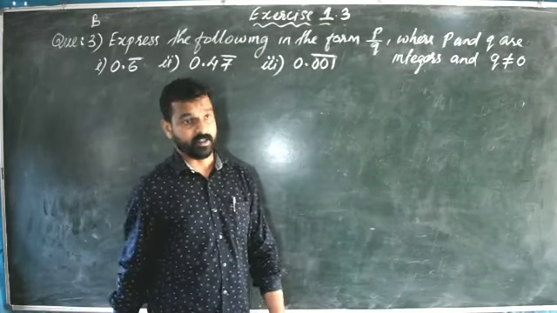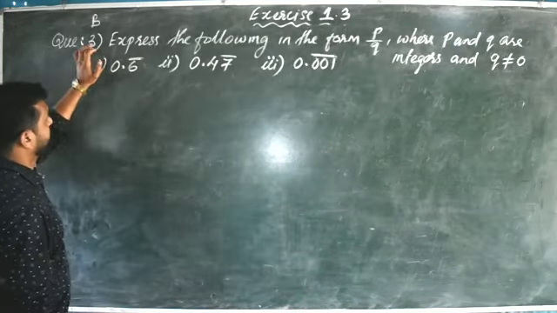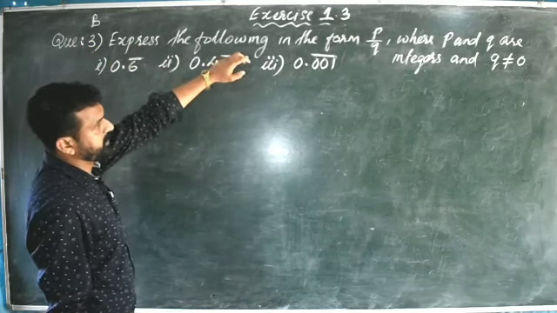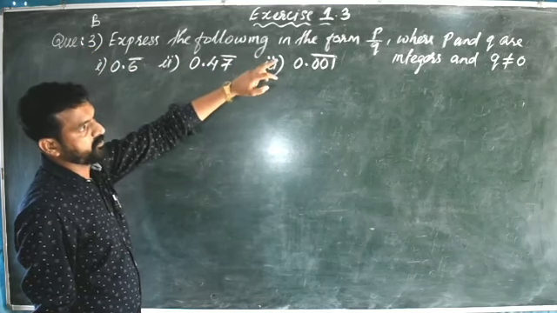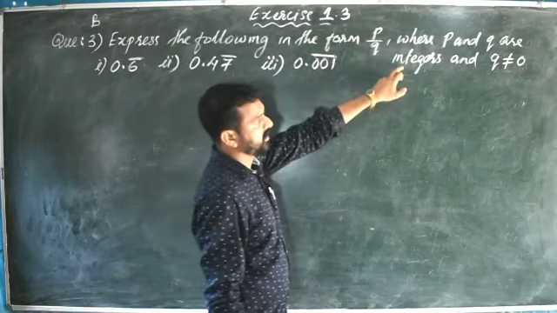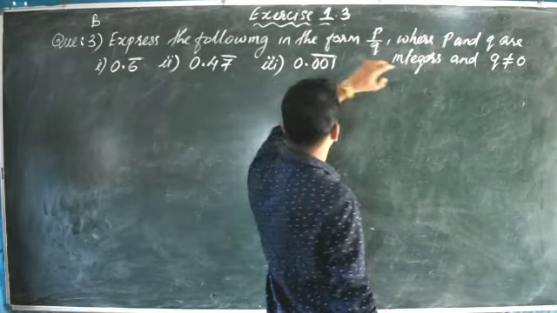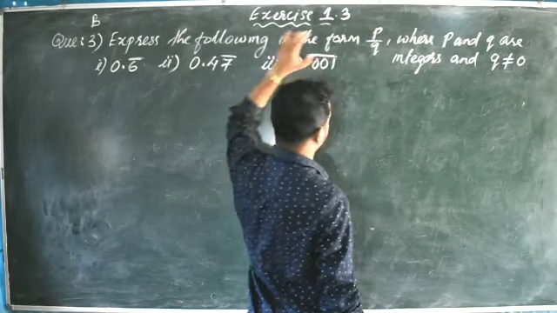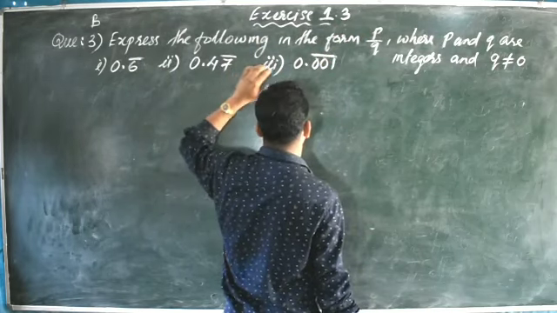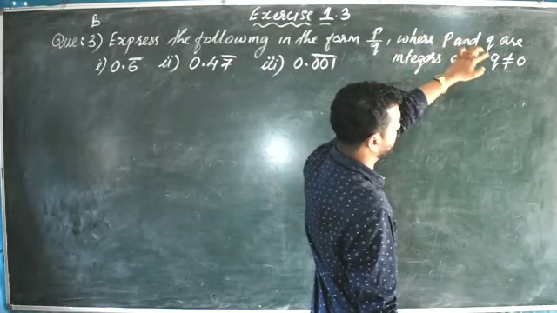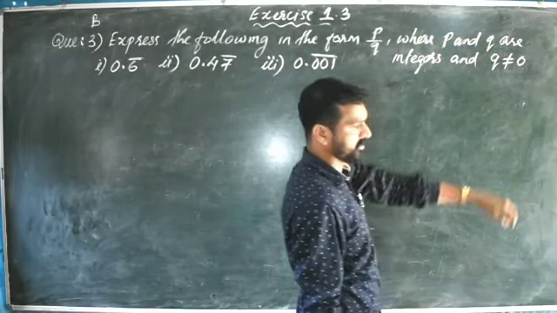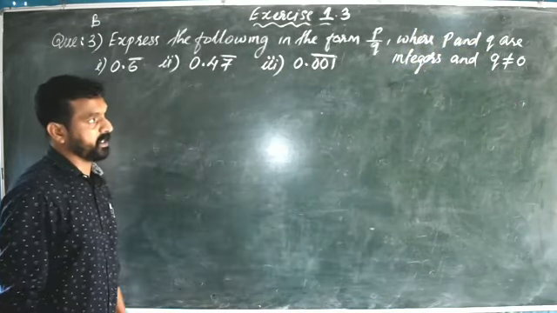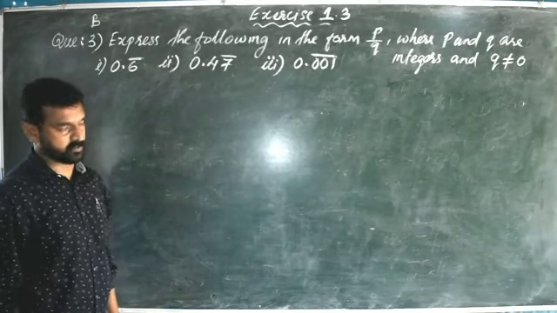Okay, now see the question. Question number 3: express the following in the form P divided by Q, where P and Q are integers and Q not equal to 0. We have to express these numbers in the form of P divided by Q, where P and Q are integers and Q not equal to 0.